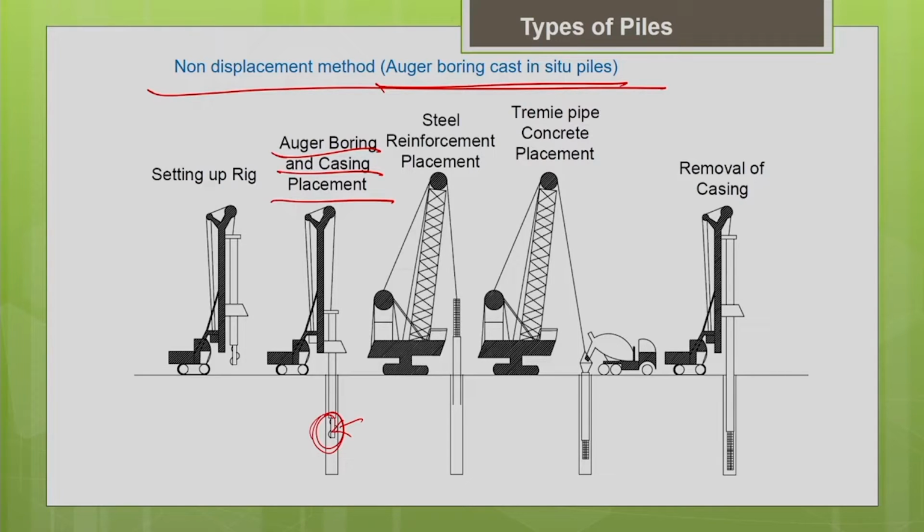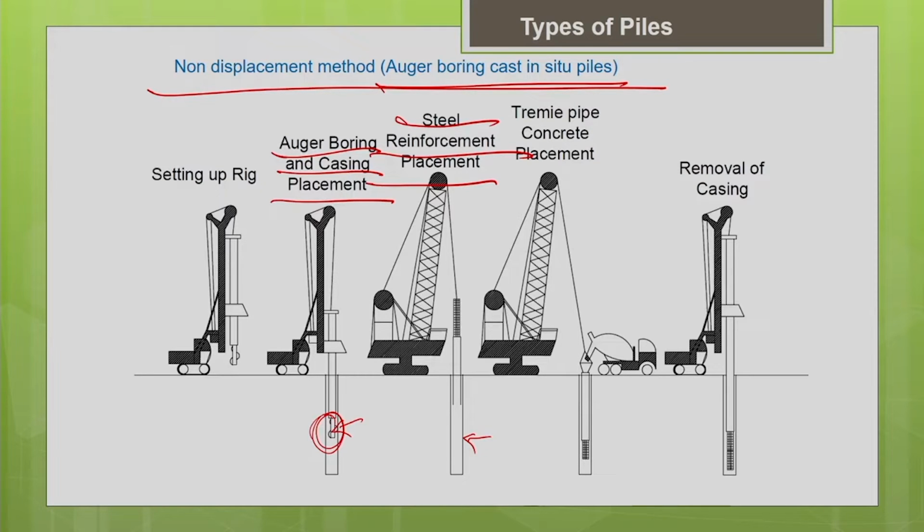Then, we need supporting equipment like a crane, as I told you for the pile driving mechanism. We need lots of supporting equipment like the crane to lift your casing, to lift your reinforcement cage, and to place the tremie pipe. For all these things, we need the supporting equipment. Now, once the boring is done, the next step is placement of the reinforcement inside the borehole.